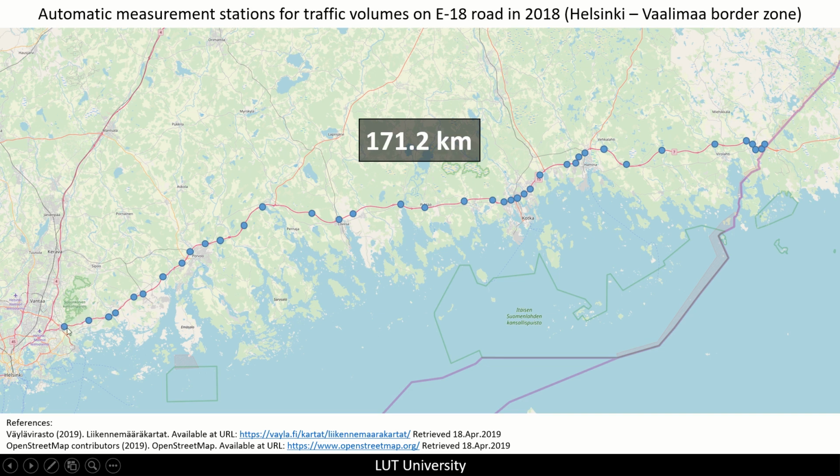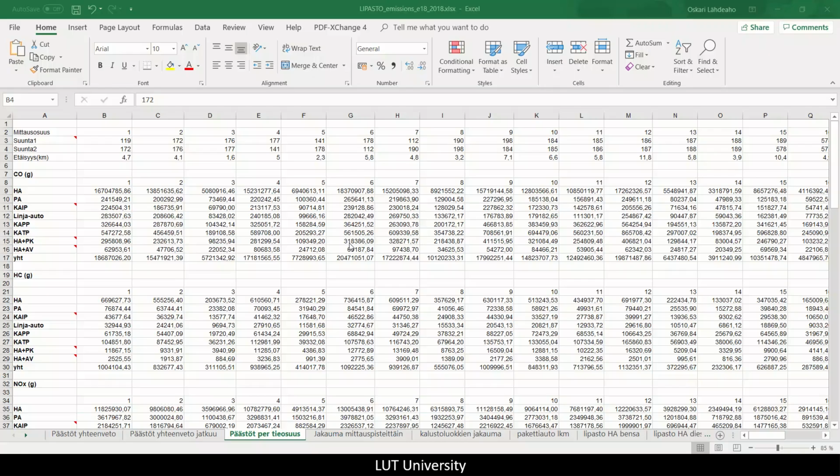Additionally, we need to figure out the distance between these stations, and when we add all the sections together, we get the whole length of the road, which is 171.2 kilometers. So let's check here. For example, between the first and second measurement station, which represent section 1, the distance is 4.7 kilometers.